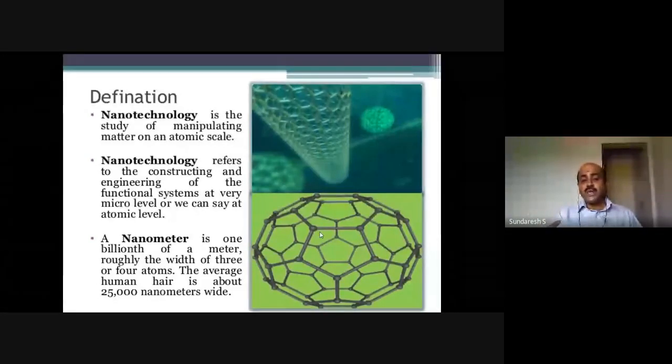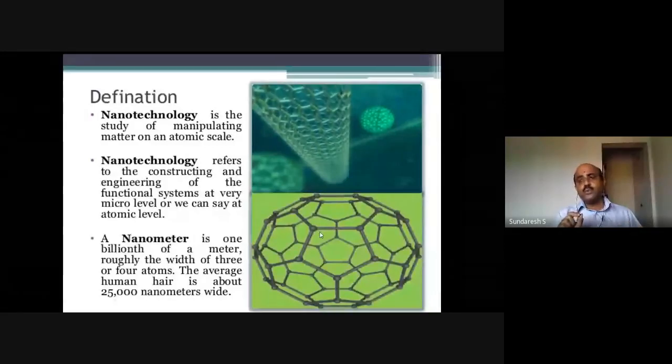It's the study of manipulating matter on an atomic scale. A nanometer is 1 billionth of a meter, roughly the width of three or four atoms. The average human hair is about 25,000 nanometers wide. Just imagine a human hair: its width is 25,000 nanometers.